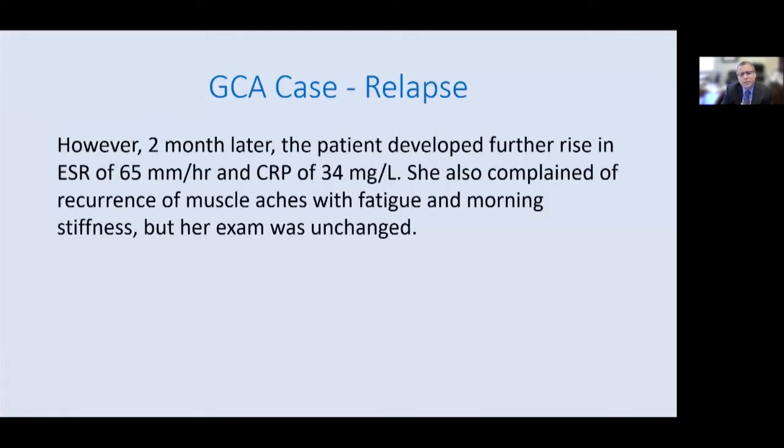So 2 months later, the patient comes in. You're seeing this patient more frequently because you noticed that the inflammatory markers are rising. And now she tells you, oh, I have symptoms, I have muscle aching, fatigue, I'm stiff in the morning when I get up. Although the exam is really unchanged, the inflammation markers, ESR and CRP, have risen even further. So what should you do for this patient?